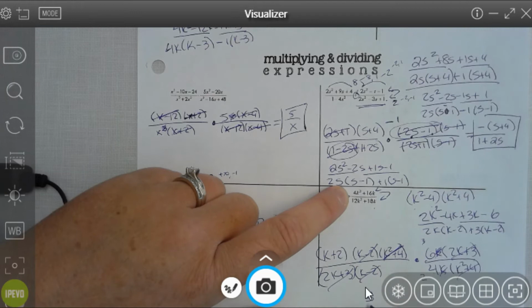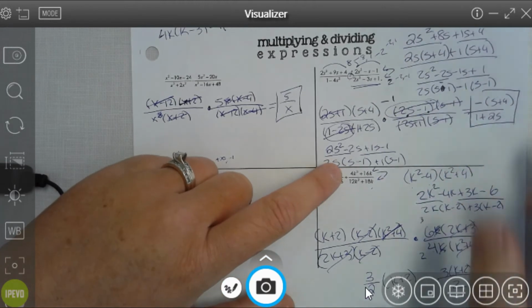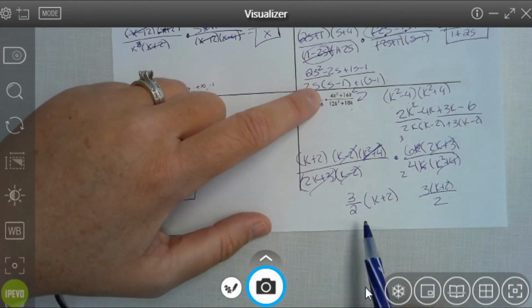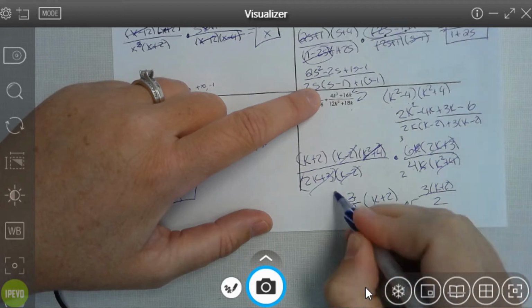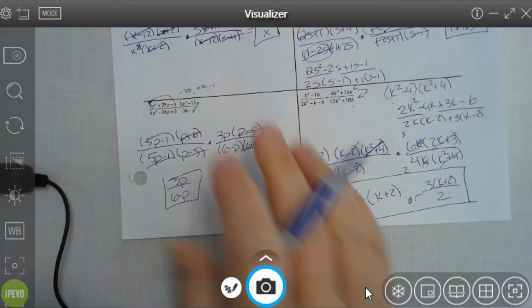So I have a 3 on top and a 2 on bottom, and then just the k plus 2. If you wrote this as this, that would also be correct. Either way is correct right there. Also, you probably can't see. I always forget that that bottom messes up. So you have 3 halves, or you can write it this way. Either way are correct answers on them.